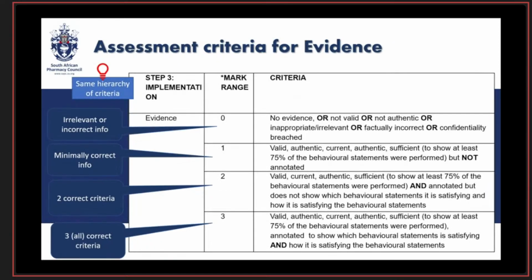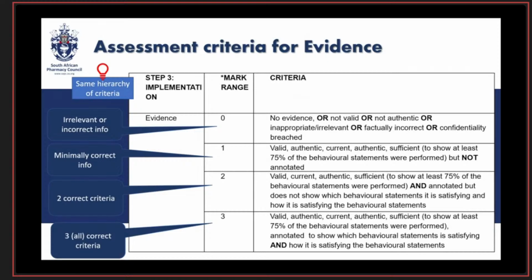You can see in the manual as well, there's a grid for evidence. We will be speaking a lot more about evidence just now in the presentation, but I'm going to look at number 3 again. We have valid, authentic, current, sufficient evidence annotated to show the behavioral statements and how it is satisfying the behavioral statements. So you can see we aim for a 3 again, and I will now be talking about what is valid, what is authentic, what is current in the next few slides.